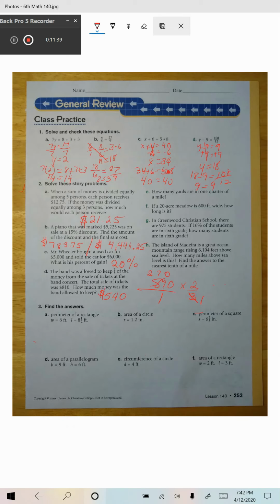Okay? Anything you can do in your head? Man, do it. Mental math. All right, how many yards are in 1/4 of a mile?